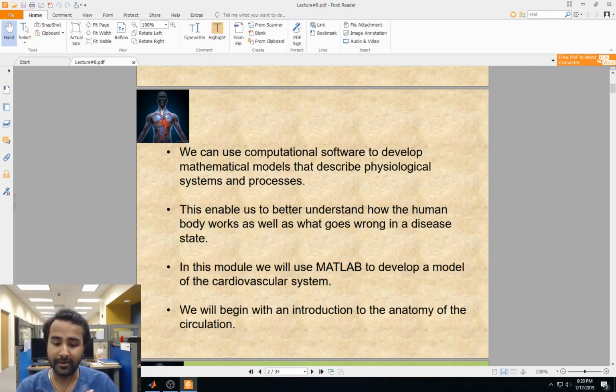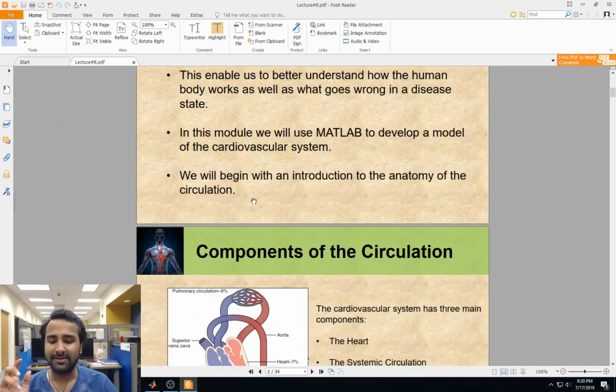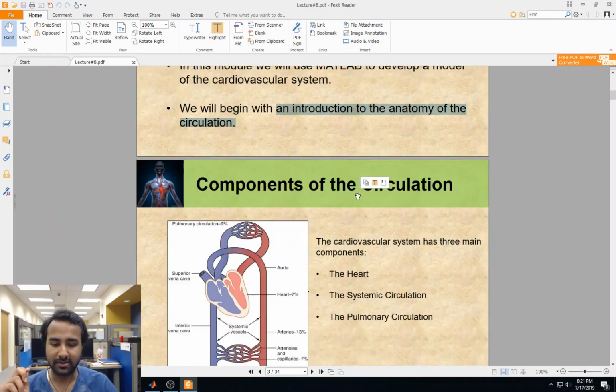We're going to make a very rudimentary Matlab model for the cardiovascular system, and then you're going to use that model in the quizzes to answer some questions about disease states and how the human body works depending upon where blood flows and how much it flows here and there. And it's going to be very interesting and exciting, assuming you can get through all of this. Now, first off, we're going to have to do a quick little introduction on the anatomy of the circulation.